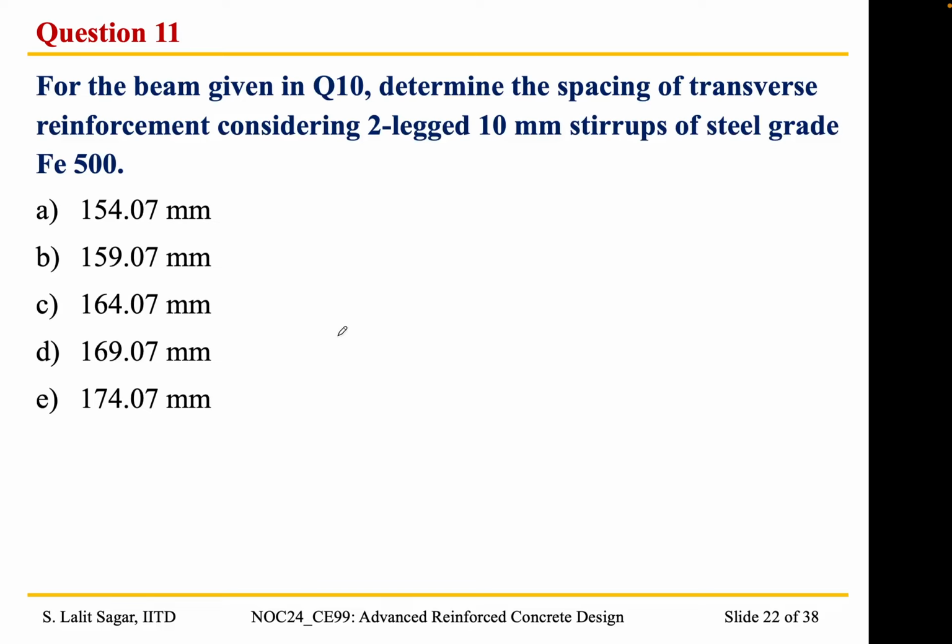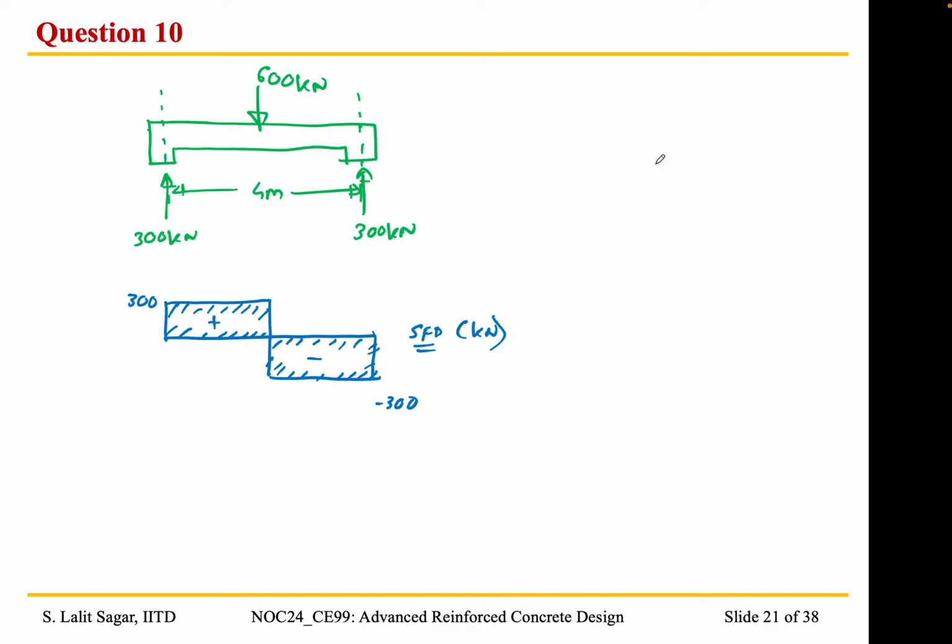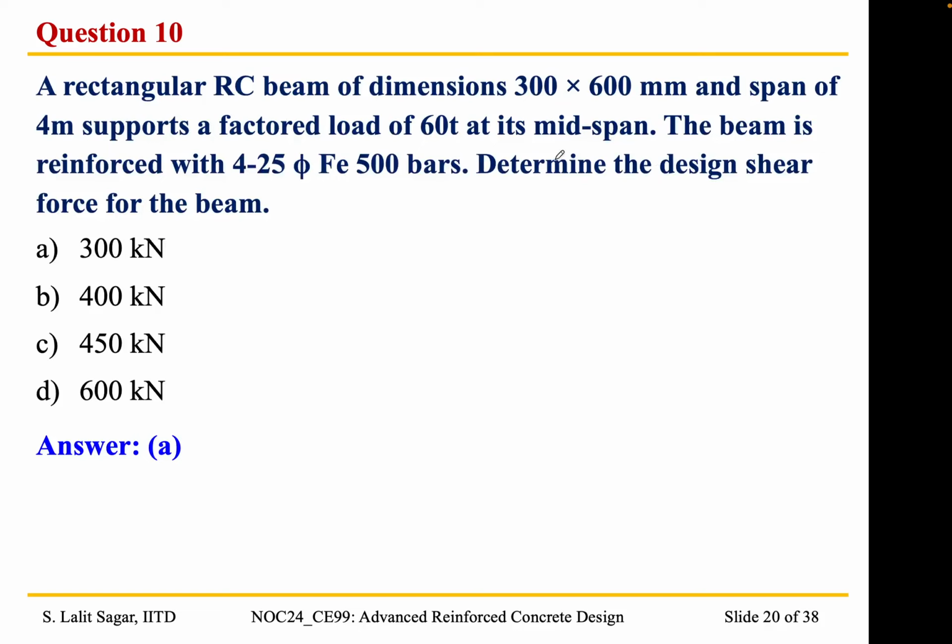what would be the spacing of transverse reinforcement considering two-legged 10 mm stirrups of grade Fe 500? Okay. So one hint for all of you is that kindly note down the reinforcement that is provided. So we have 4 bars of 25 mm diameter.